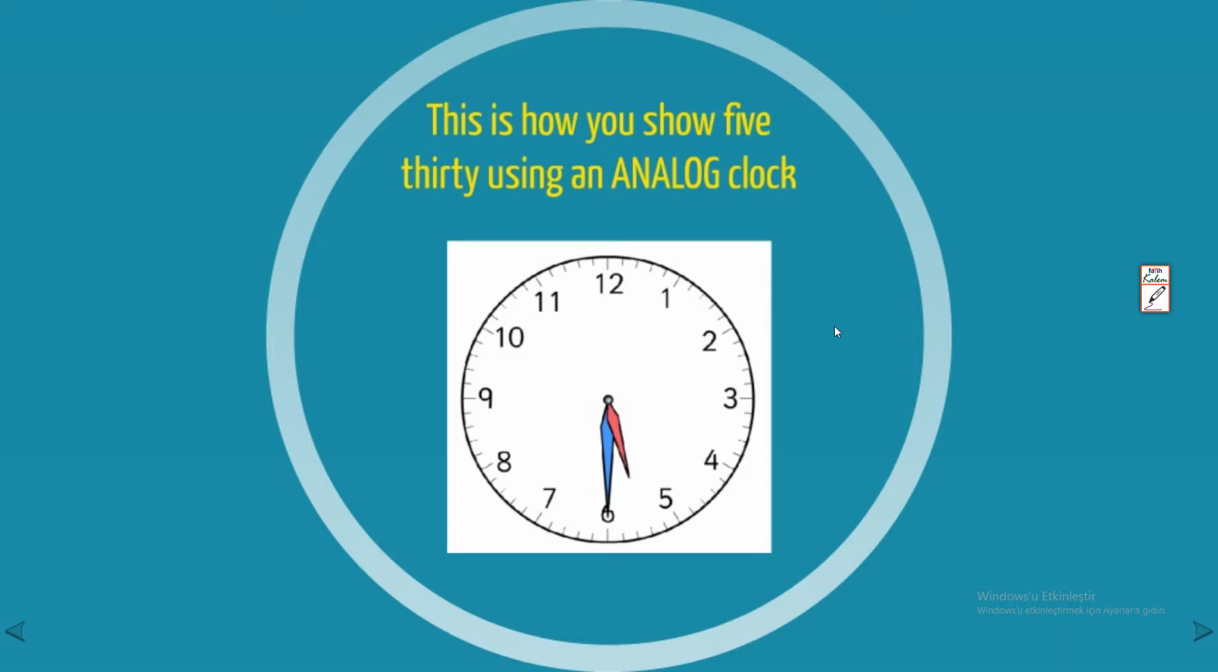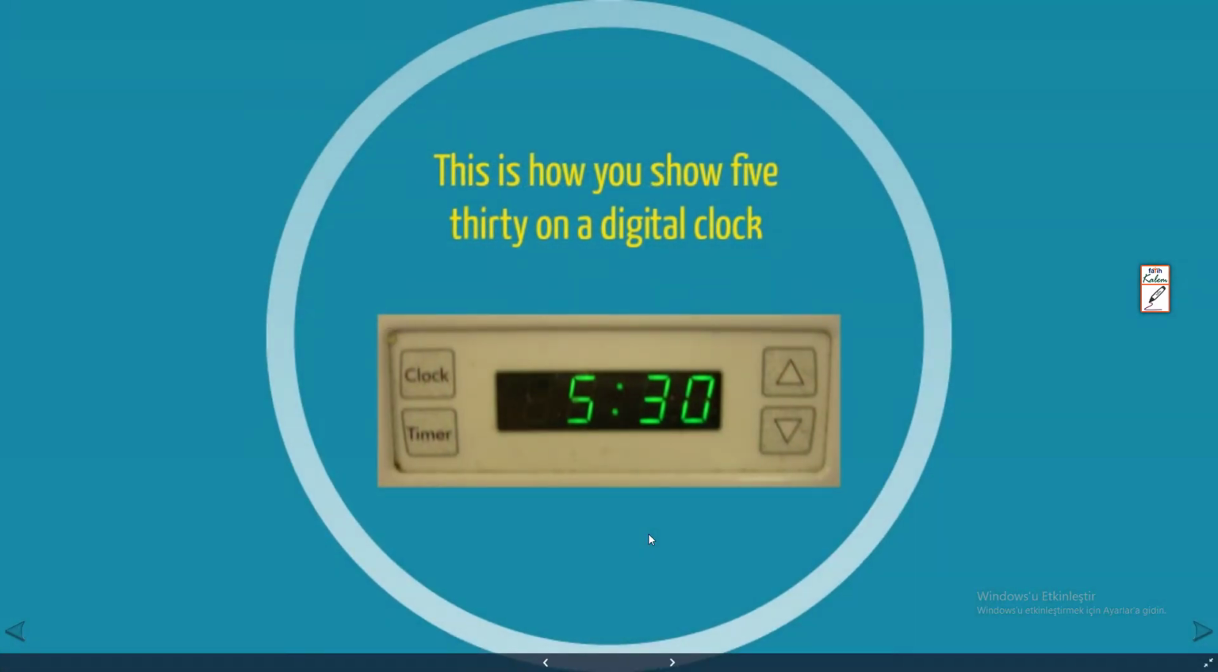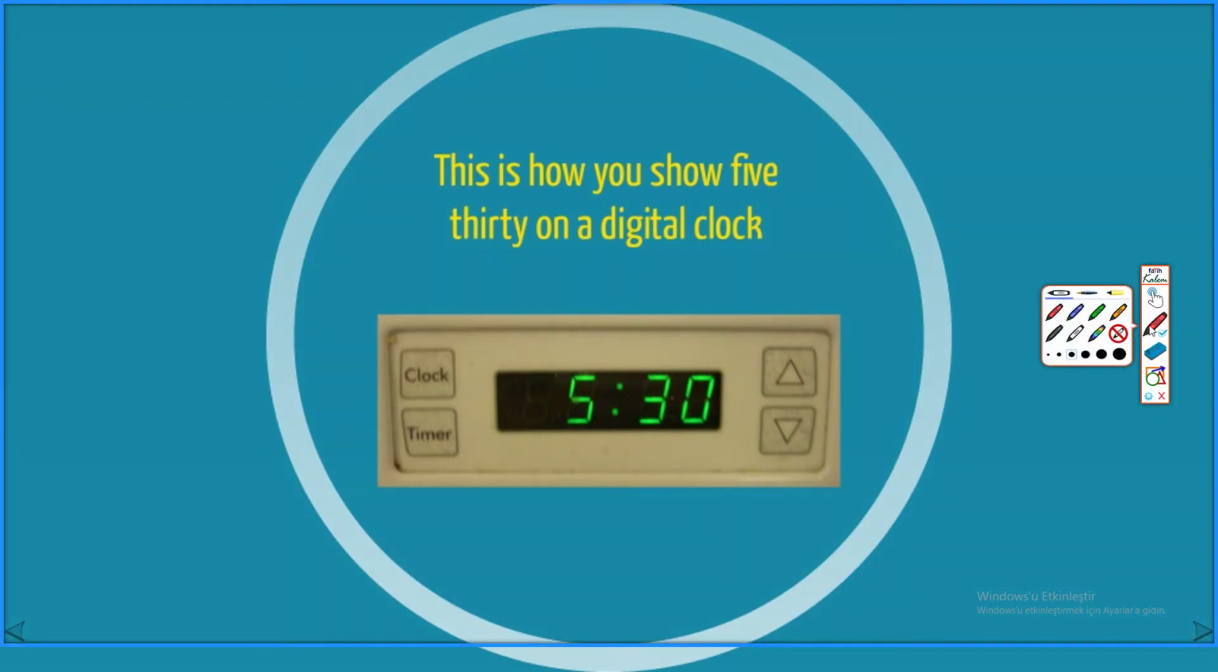And on the other hand, we have the digital clock. This is how you show 5:30 on a digital clock. Yes, we have 5 and 30, that means it is 5:30. And if we say AM, that means in the morning. If you say PM, it means that it's not in the morning, it's in the afternoon or evening or night.